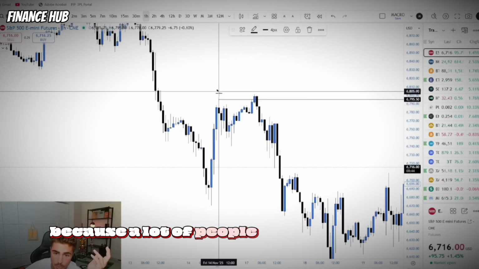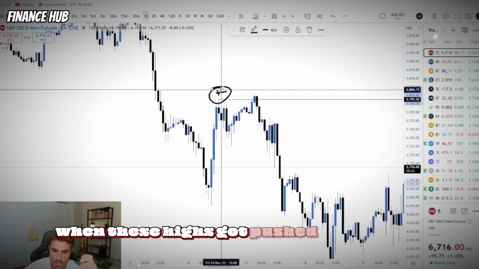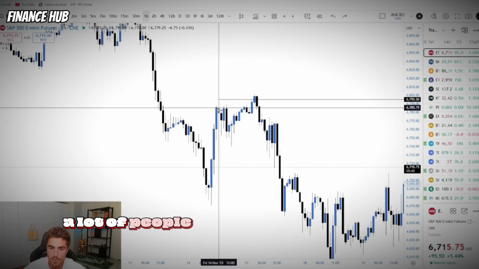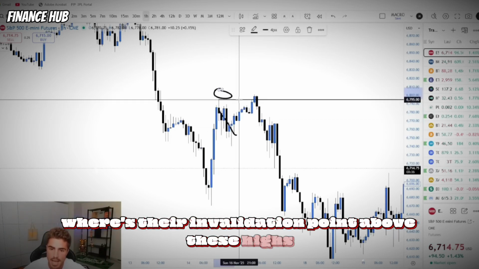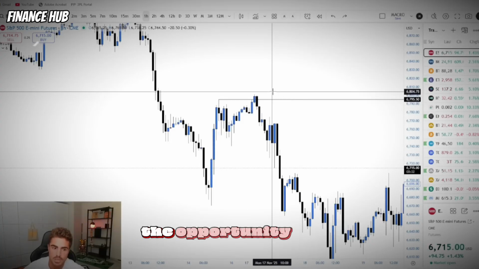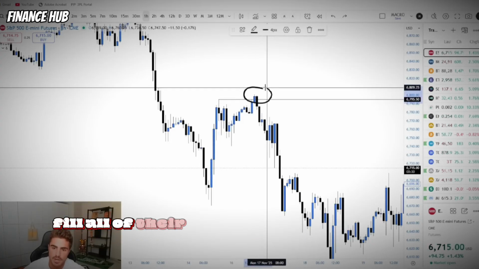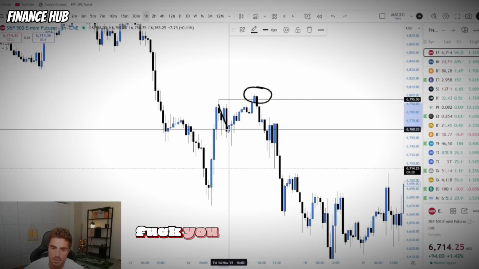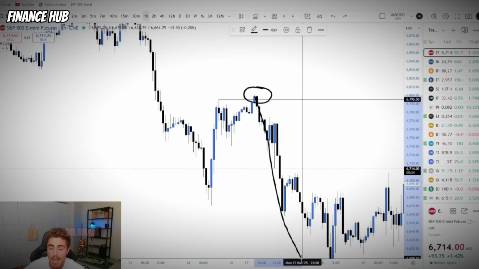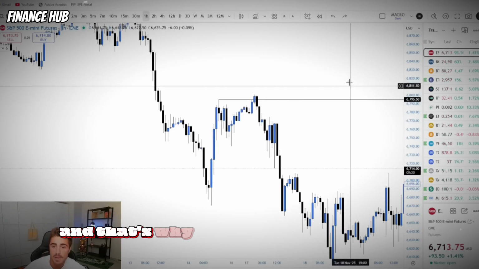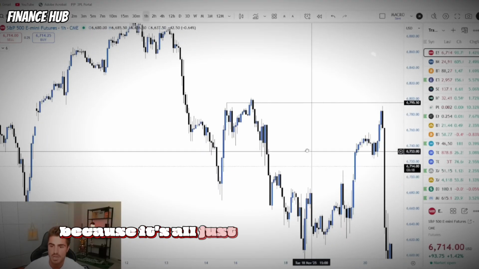Why? Because a lot of people were pressing buy when these highs got pushed above, okay? And then a lot of people who were selling on this move down, where's their invalidation point? Above these highs. What does that give the market makers the opportunity to do? Fill all of their sell orders right here and say screw you to the sellers and then screw you to the buyers. We're stopping out both of you guys today and we're the only ones making money. And that's why liquidity is so important, because it's all just off of manipulation.